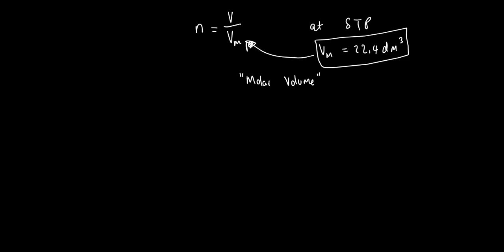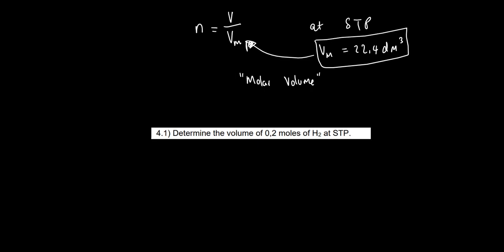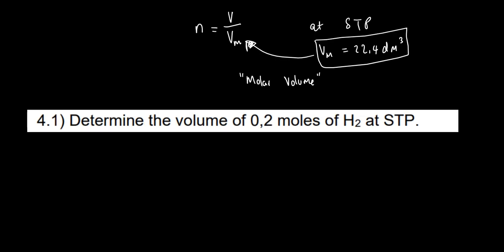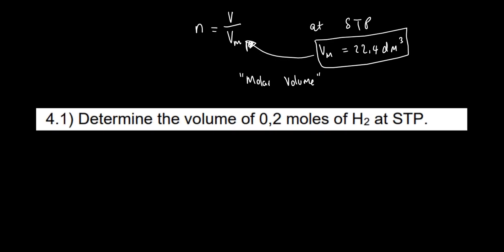I hope that's clear, and then we're going to practice that on a certain number of questions. Just 2 questions that I have for you today on that. So let's start with 4.1. 4.1 says determine the volume of 0.2 moles of hydrogen gas at standard temperature and pressure.